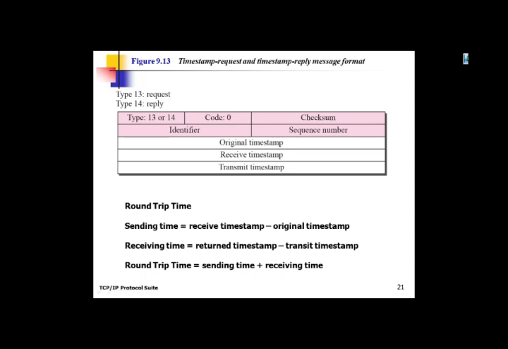One thing to note is that sending time and receiving time can only be calculated when the two clocks are synchronized. We know that we are communicating in different parts of the world, and they have different time zones. So sending time and receiving time have a meaning only when both are already synchronized, both using the same time zone, and then only you get the correct value.